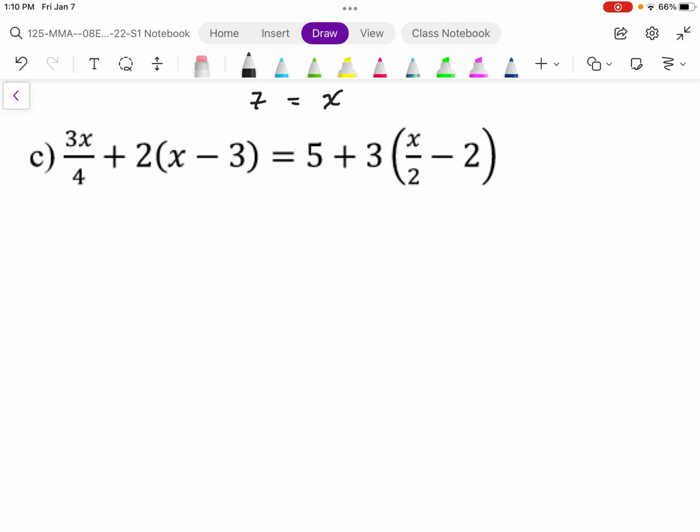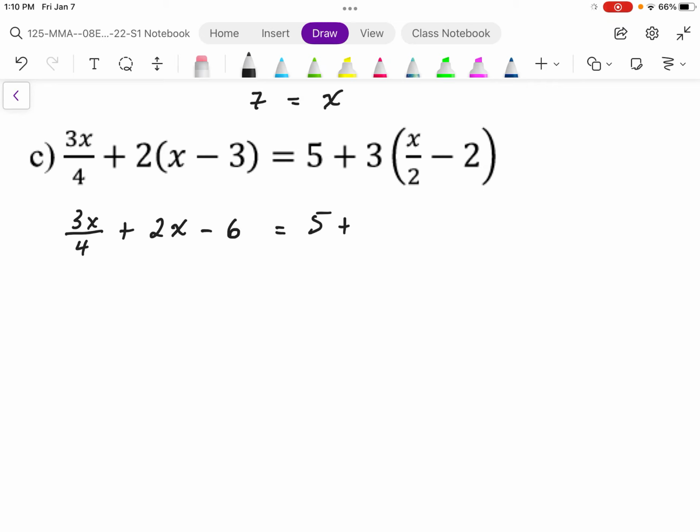For this one here, we've got fractions and brackets. So I tend to like to get rid of the brackets first, because when I multiply these brackets, I have to be careful of not double distributing. So to avoid doing that, I'm just going to get rid of the brackets. So I end up with 2 groups of x minus 2 groups of 3. This is 5 plus. Okay, so I'm going to add whatever I get here.